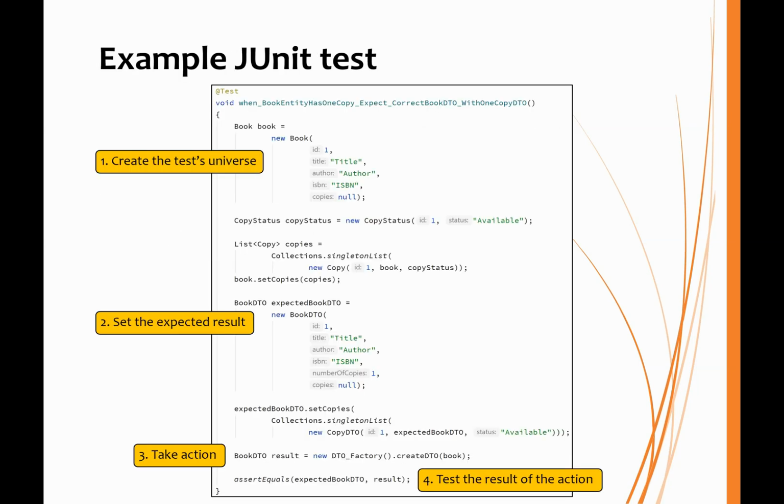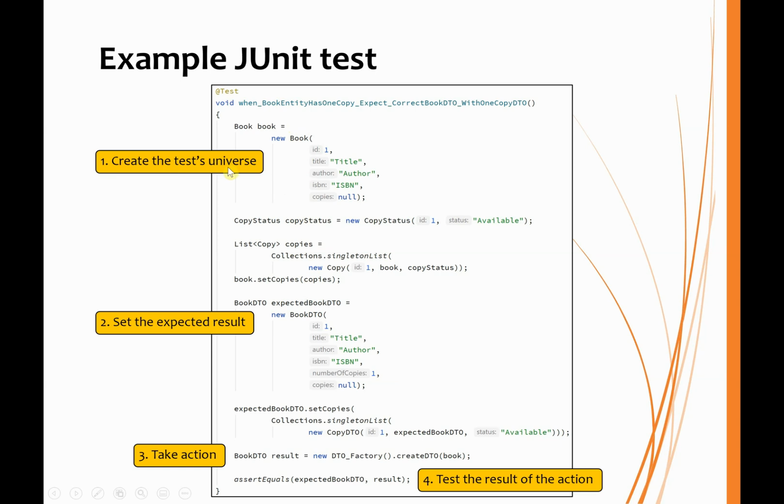Here's an example of a JUnit test. The actual code here isn't terribly important. I just want to give you an idea of the structure of a test. First of all, we're setting up, through the creation of objects and things that we need, the test's universe. The test is not relying on anything else that happens to have been created elsewhere. We're creating everything that we need for this test inside the test.